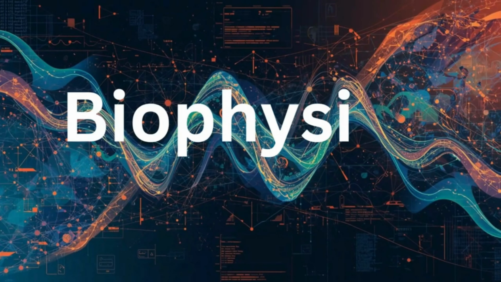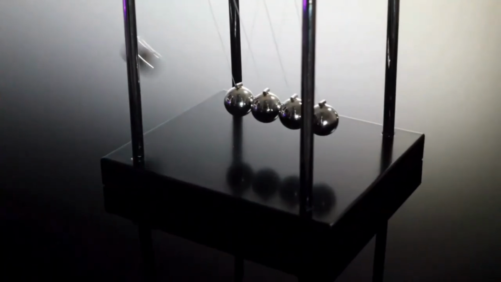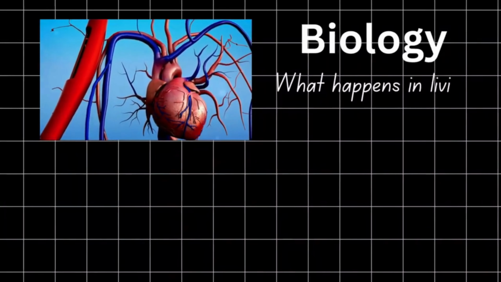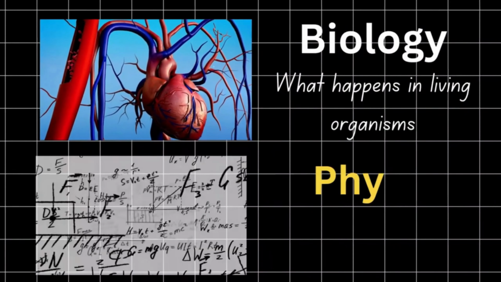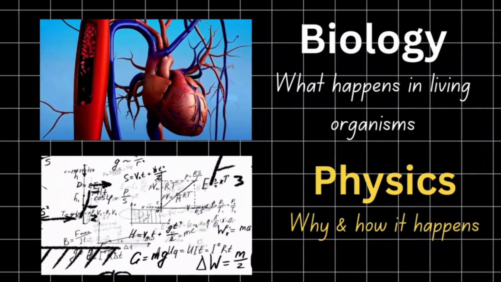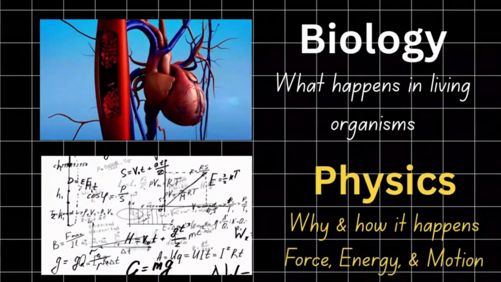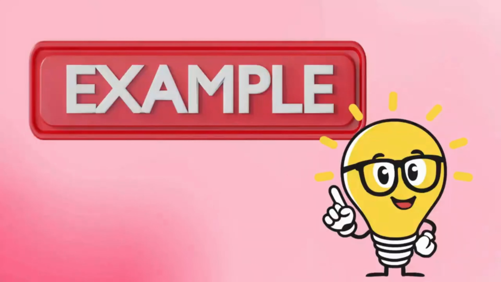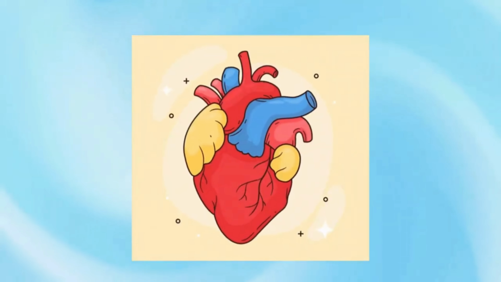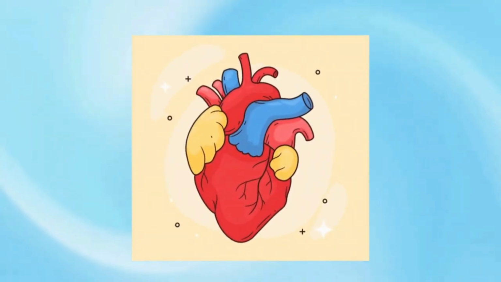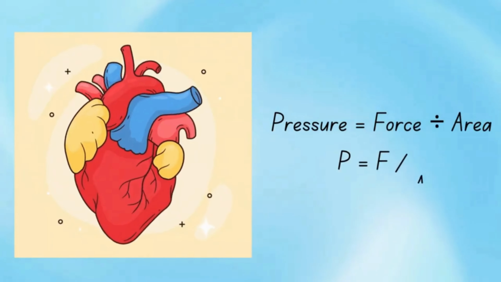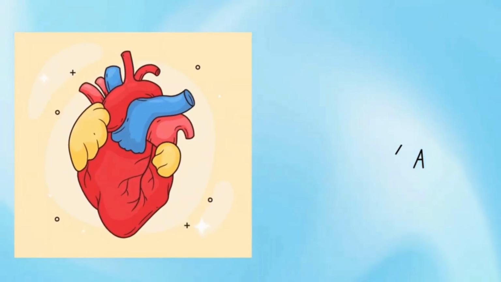Now, let's move to the next field, biophysics. Biophysics helps us understand life by using the laws of physics. Biology tells us what happens in living organisms, but physics explains why and how it happens in terms of force, energy, and motion. For example, think about how your heart pumps blood. The movement of blood depends on pressure and force, which are concepts from physics.